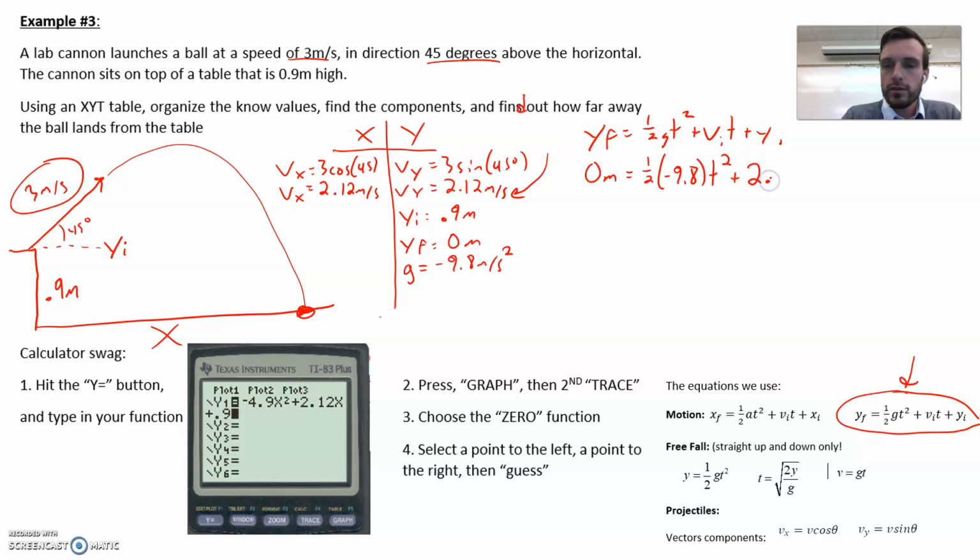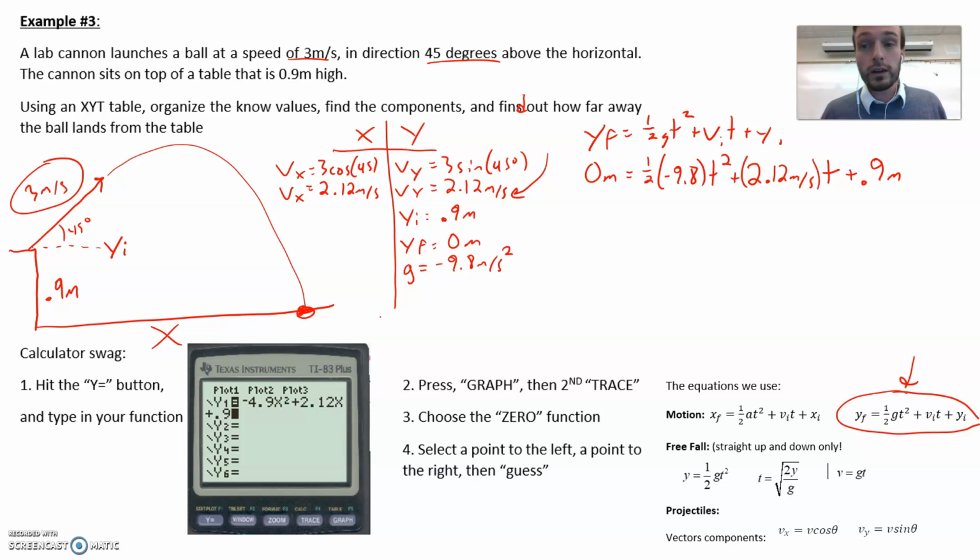Initially, when you leave the launch pad here, you are traveling at 2.12 meters per second in the vertical direction. T is also unknown, so I'm going to leave it there. And plus 0.9 meters. So look at your list of knowns in the x, y, t table and look at the equation. You can see how I got there.